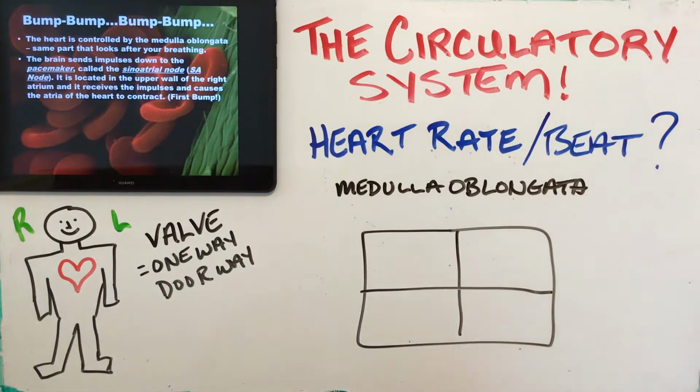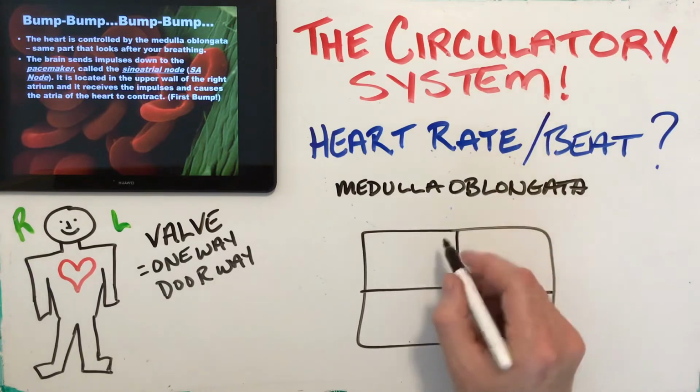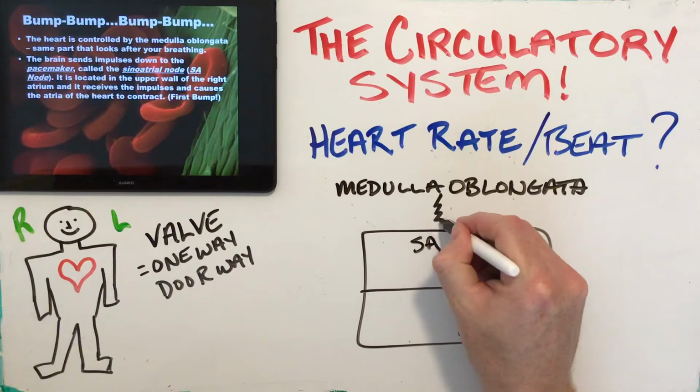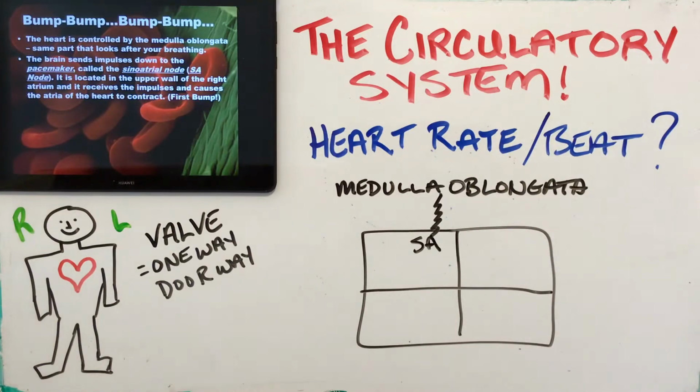It's continuous, right? So the medulla oblongata hits the SA node, sends an electrical impulse. I'll try to draw a little lightning bolt here, down to the SA node.